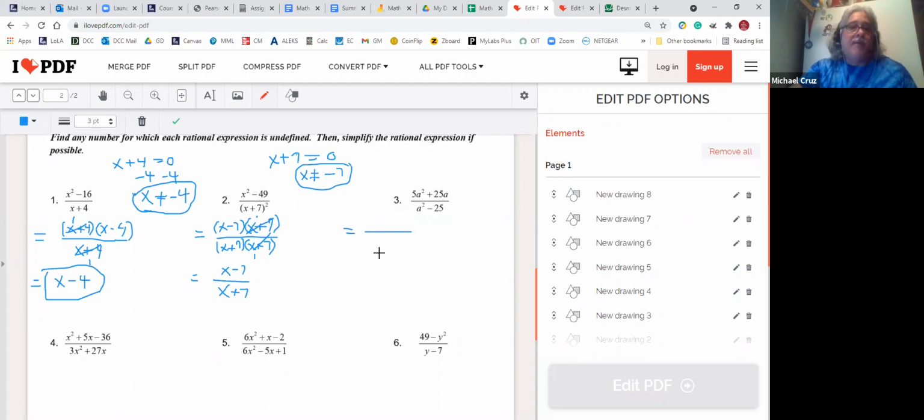Because it really helps to factor the whole thing first. Then you can look for the undefined values. Remember, this is that same old thing that keeps popping up, the difference of squares. So that's the denominator. What about the numerator? What does that factor out to be?